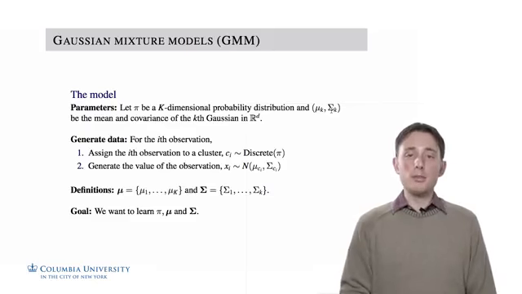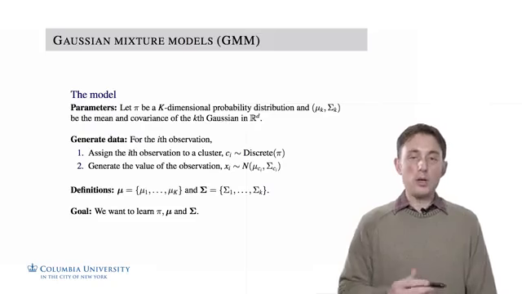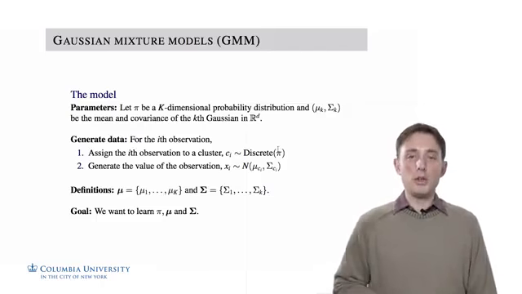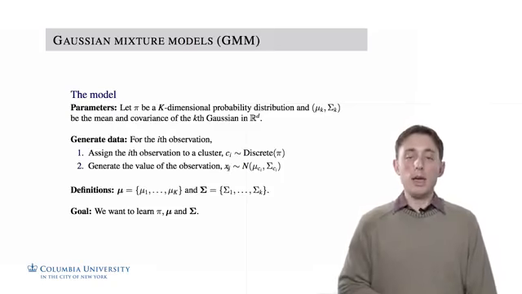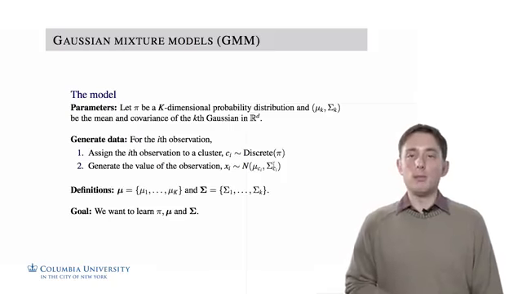When we generate data from a Gaussian mixture model, for the ith observation, we assign it to a cluster by generating the cluster assignment IID from a discrete pi distribution. So this has not changed at all. But in the specific case of the Gaussian mixture model, when we now want to generate the observation xi, we generate it from a multivariate Gaussian using the mean picked out by Ci and the covariance picked out by Ci.